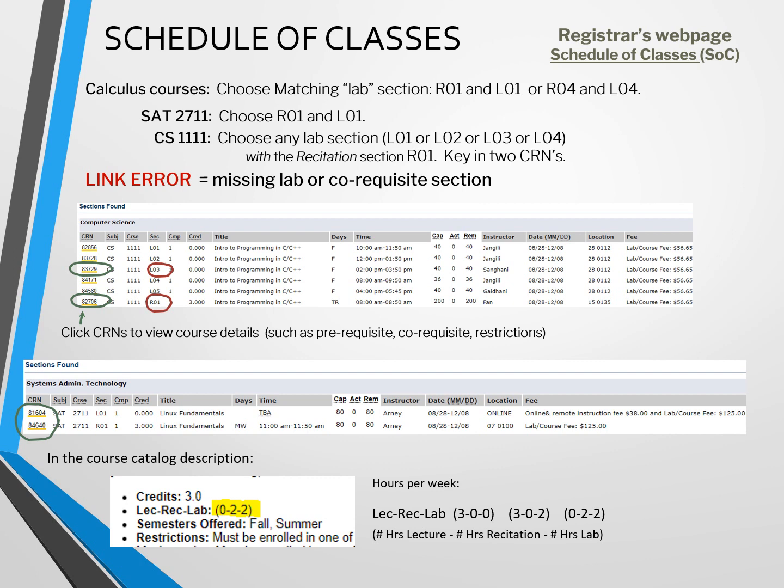The CRN is the 5-digit course registration number that begins with 8 for fall classes. Each section of a course has a unique CRN. Some courses have a lab section that is required. When scheduling a course that requires a lab, enter both CRNs for the lecture and a lab section, otherwise you'll get a link error. To find if a course requires a lab section, click on the CRN and view course descriptions, restrictions, prerequisites, and co-requisites.